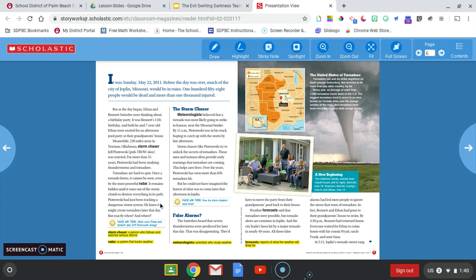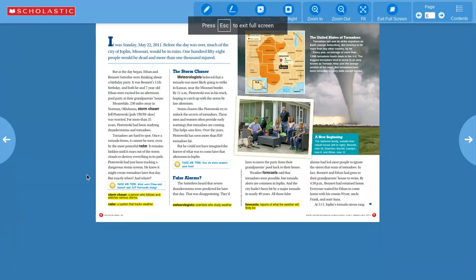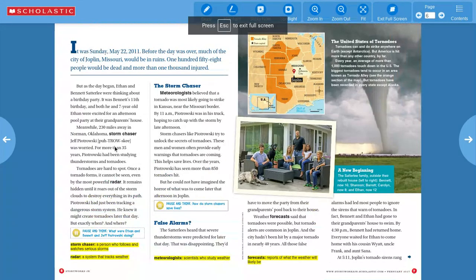Petrowski had just been tracking a dangerous storm system. He knew it might create tornadoes later that day, but exactly when and where? So, what were Ethan and Bennett and Jeff Petrowski doing? Well, Ethan and Bennett, it was just a normal day for them. They were just excited about a birthday party that they were going to be going to. But Petrowski, on the other hand, Jeff Petrowski, he was tracking a storm and had been doing so for a long time.